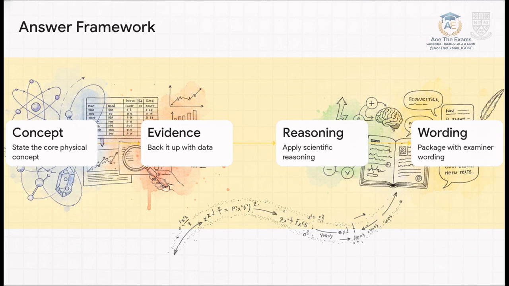You move from the core concept, like electrostatic forces, and back it up with evidence, such as the melting point data they gave you in the question. Then you apply your scientific reasoning to link the two together. And finally, package it all perfectly using the examiner wording. You literally must connect the physical cause and effect directly to the language the examiner is specifically requesting.